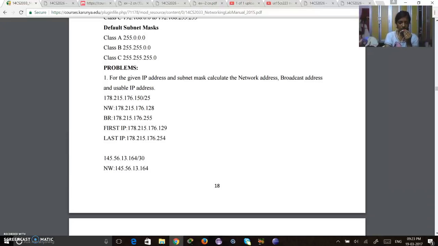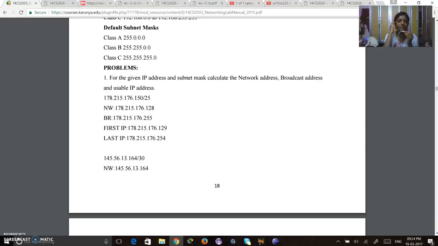Today we are going to see the third lab exercise, that is IP address and subnetting. We use an IP address for every system because it should be unique, and it is the way through which the hosts communicate with each other. Now I'm going to explain two problems which are related to IP address and subnetting.